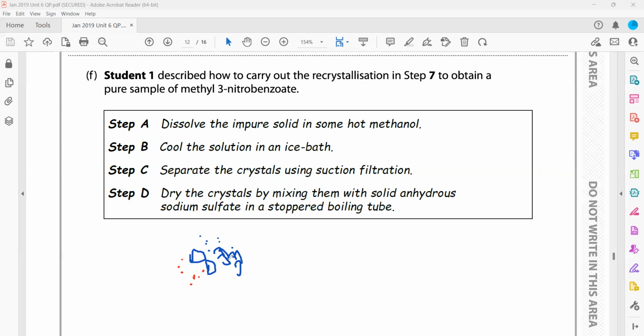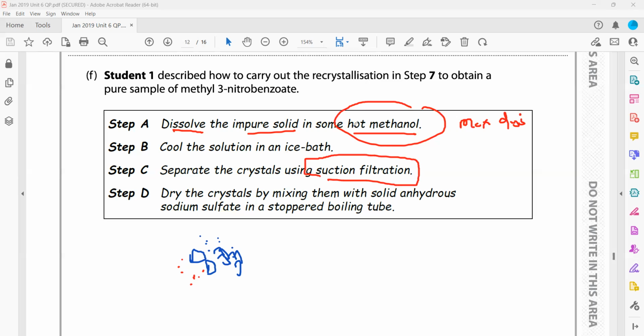And the insoluble impurities are separated by filtration. So first we dissolved the impure solid in hot methanol. Why hot methanol? So that the maximum will dissolve. That's why it is hot. Then cool the solution in an ice bath. When we cool down the solution, separate the crystals by using suction filtration.